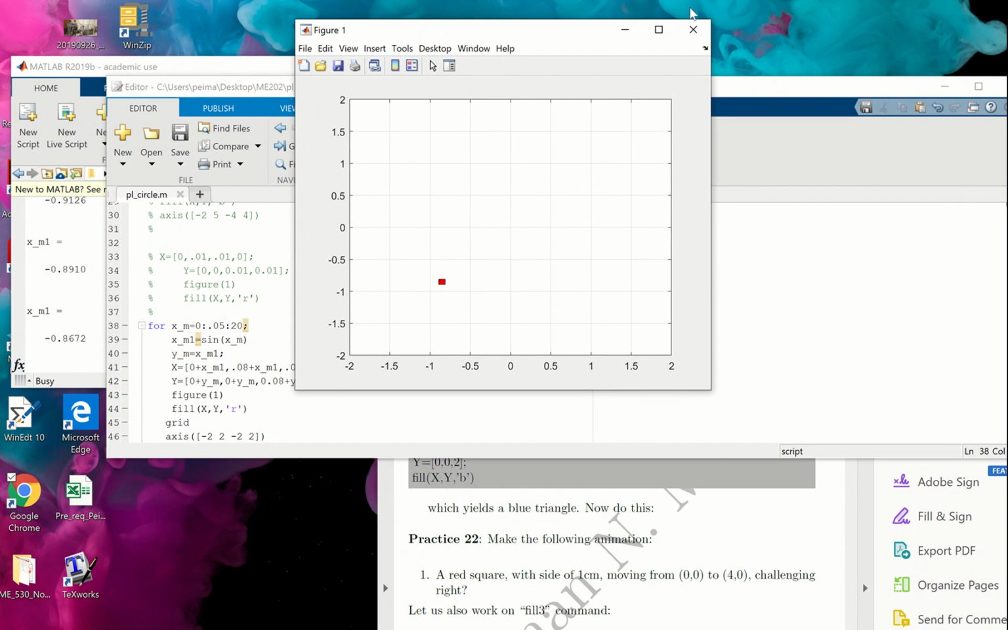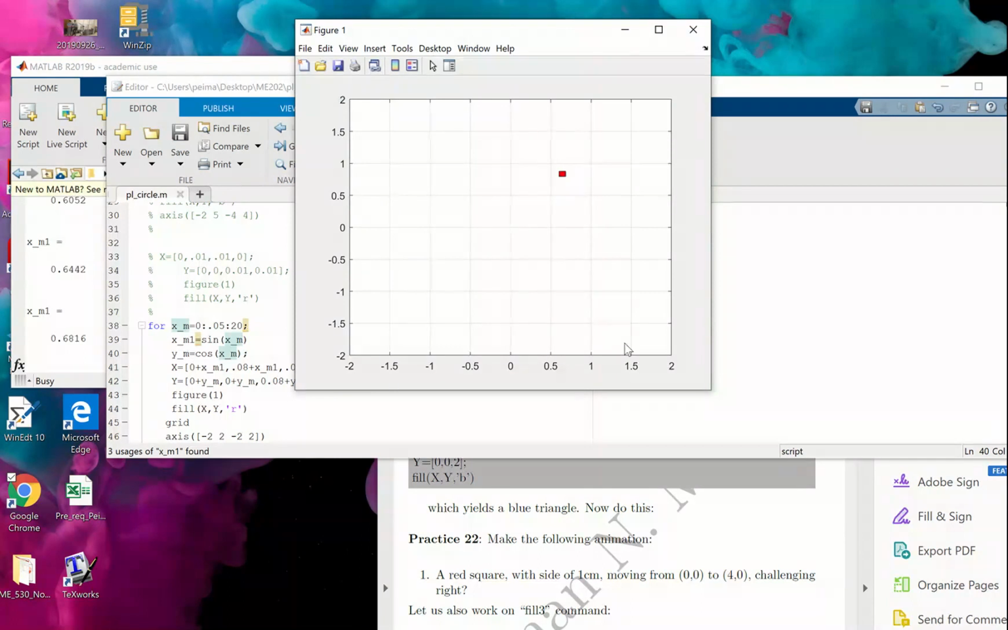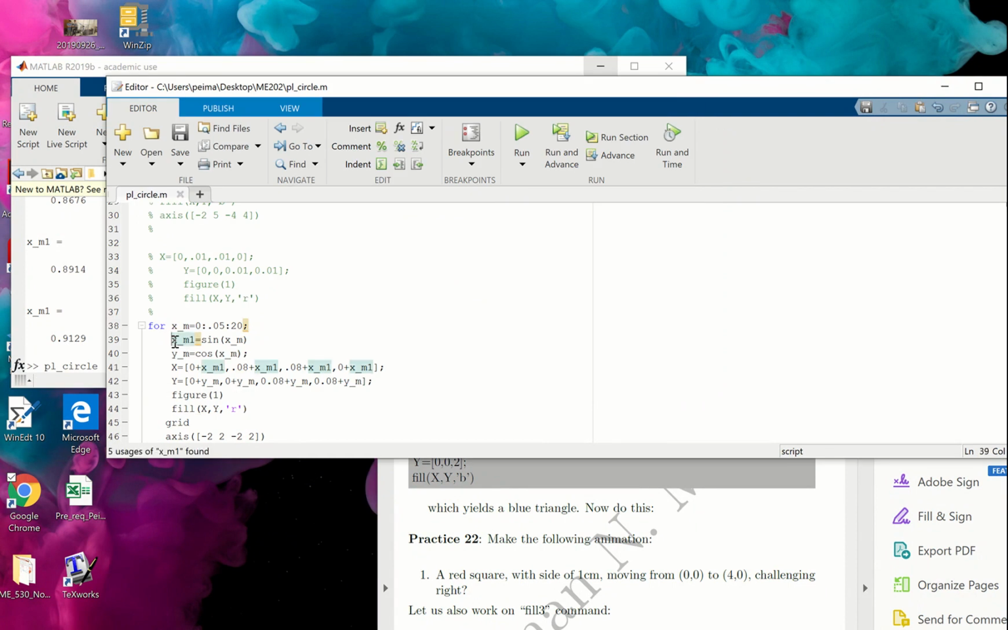Now I can make it a little more interesting, guys. I can make y of m cosine of x of m. Let us see what's the difference, guys. Oh yes. See, now the square is circulating, because now this is the equation of what? Let me finish, I'll teach you. This is fundamental mathematics that you learned. This is the equation of these two lines? A circle. x of m1 squared plus y of m squared is equal to 1.